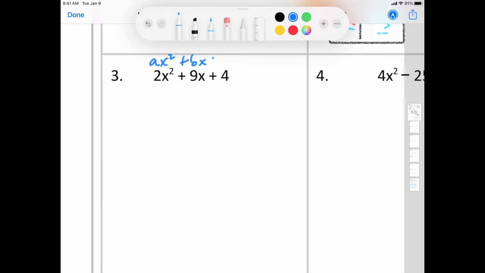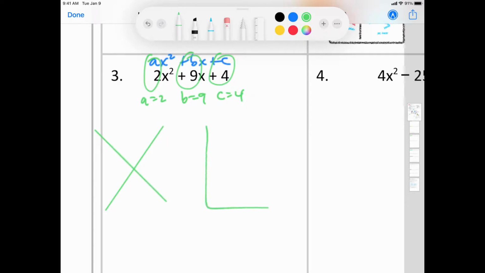Ax squared plus bx plus c. So a is 2, b is 9, c is 4. I'm going to put it into my x and my box.